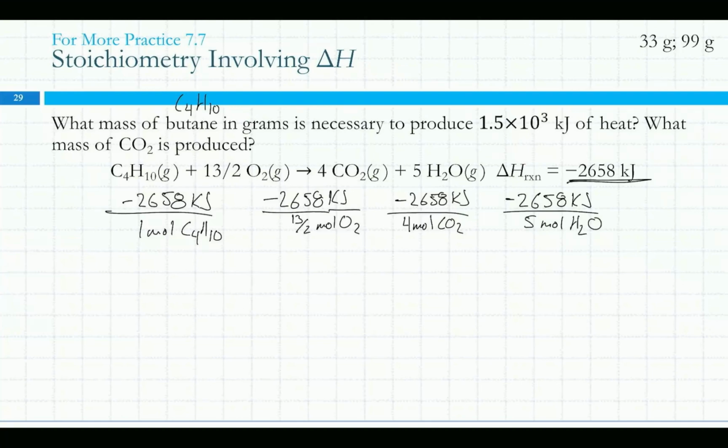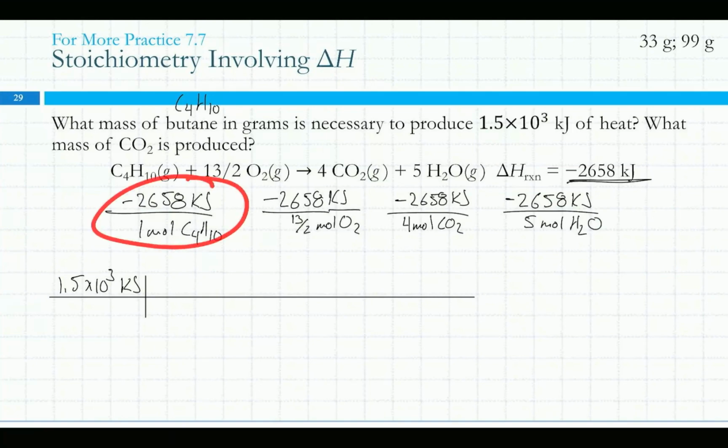And again, like I said, the first thing we need to do in a stoichiometry problem is get to moles. So if I've been given 1.5 times 10 to the 3 kilojoules of heat, I can relate that not to moles of heat or anything, but to the moles of butane. And so I can't use this in this form, but if I flip it, then I get negative 2,658 kilojoules of heat, 1 mole of C4H10.